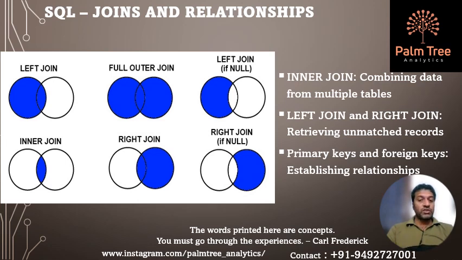Similar to left join, right join retrieves all rows from the right table and matching rows from the left table. It ensures that all records from the right table are included along with the related information from the left table. Understanding joins and establishing relationships using primary keys and foreign keys are crucial for navigating complex databases with multiple interconnected tables. These skills are invaluable for querying and analyzing data across various datasets and building a comprehensive understanding of the information stored in the database.